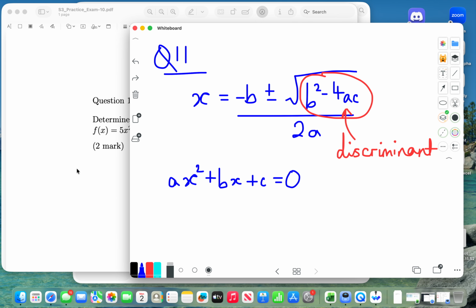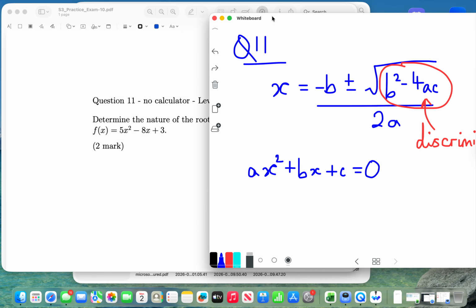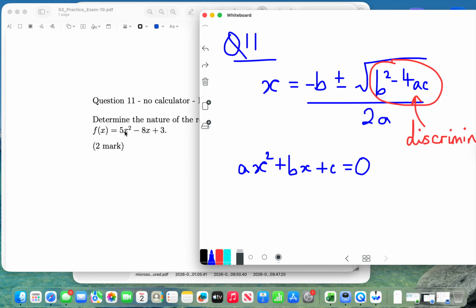so compare these equations. Well, determine x squared is 5x squared, and we have ax squared, so a is 5, b is minus 8, and c is 3.